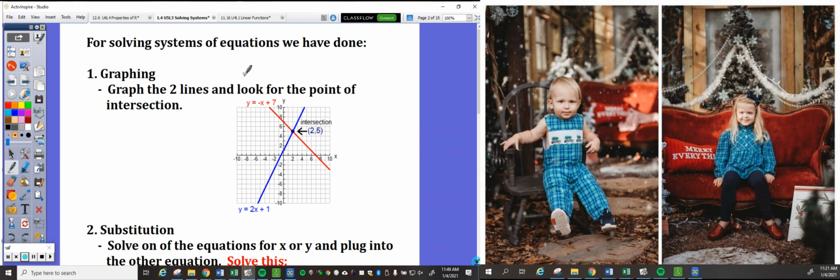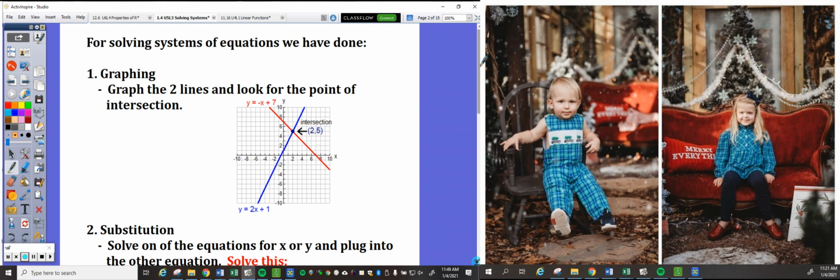So far in systems of equations, we've done graphing, where we have to be able to graph a line, and then we find the intersection of where those two lines intersect, and that ordered pair is the solution for both of the equations. And doing that, you start at the y-intercept. So this one right here, I would start at 7 for the y-intercept. My slope is -1, so I'm going to go down 1 over 1. Same thing here, +1. My slope is 2, so I rise 2, run 1. All right, so this is the first one.